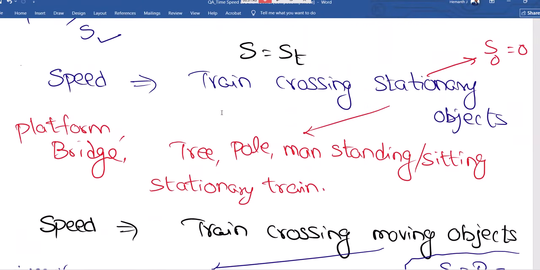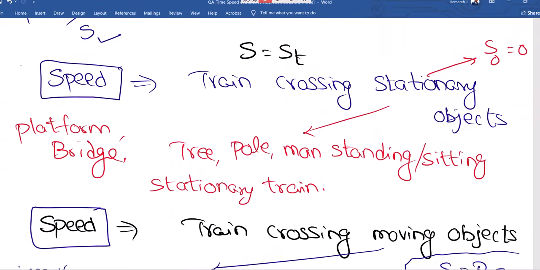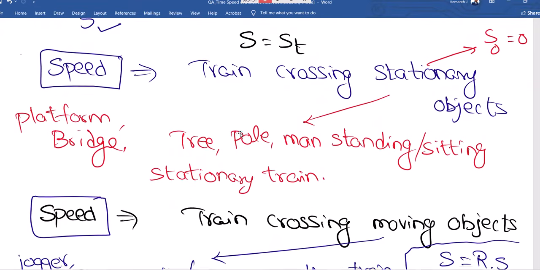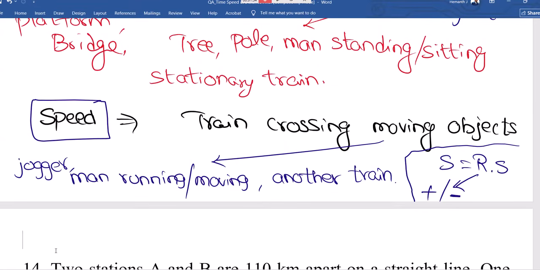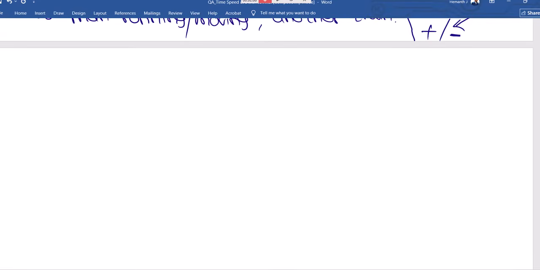Speed parameter is clear. Next, I need to focus on distance. Then time is distance by speed, so we can calculate timing. That's it. That's the basic idea in all questions. Next is regarding distance. So what about this distance parameter?